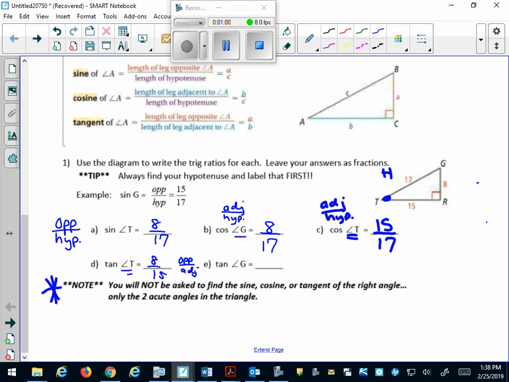And so for tangent of angle G, now we have to switch our reference angle to G. Still tangent, so tangent is still opposite over adjacent. What's opposite of G? 15, and 8, good. Again, we're never going to use the right angle as our reference angle.